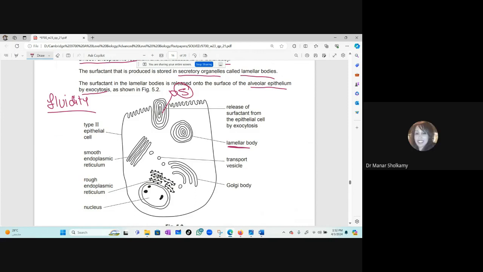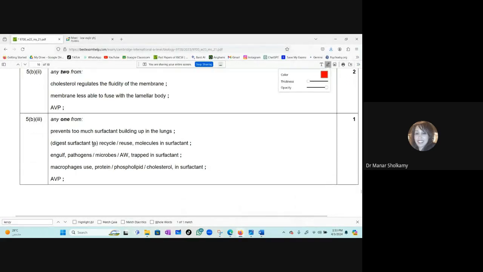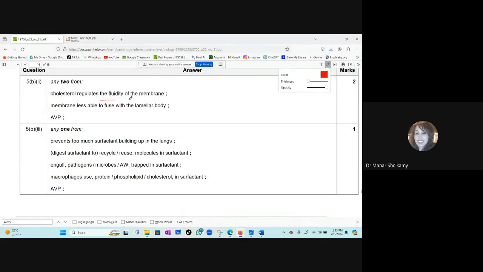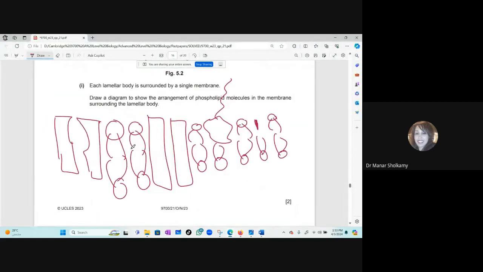Okay. The cell membrane has to have proper fluidity in order to carry out its functions. When the fluidity is affected, it's too fluid or too rigid, we cannot carry out the normal functions. Let's look at this. Cholesterol regulates fluidity. Membrane becomes less able to fuse. Any valid point. Yes. So what you said is correct. But mention the function of the cholesterol is that it's going to affect the fluidity.